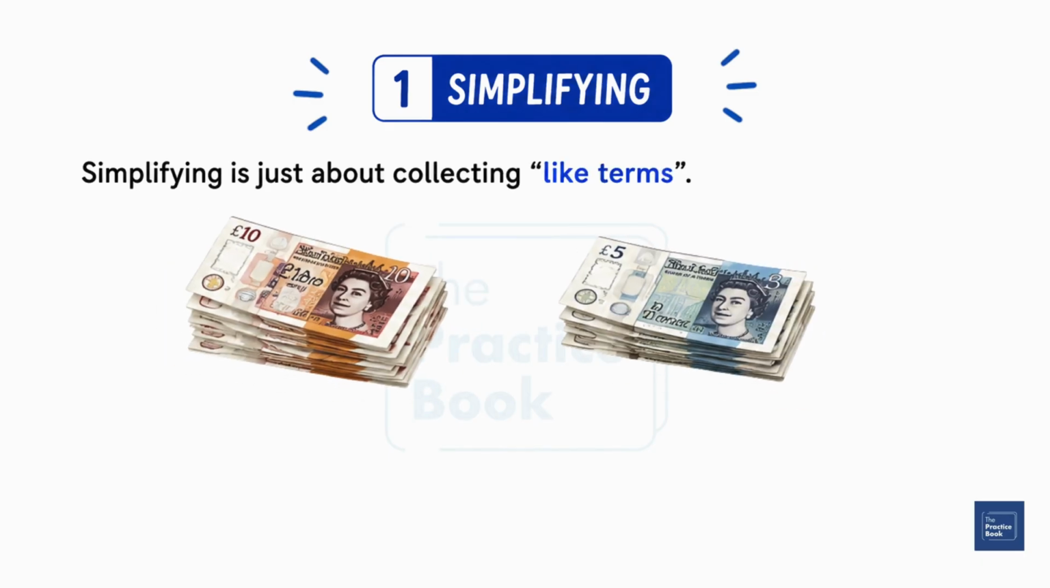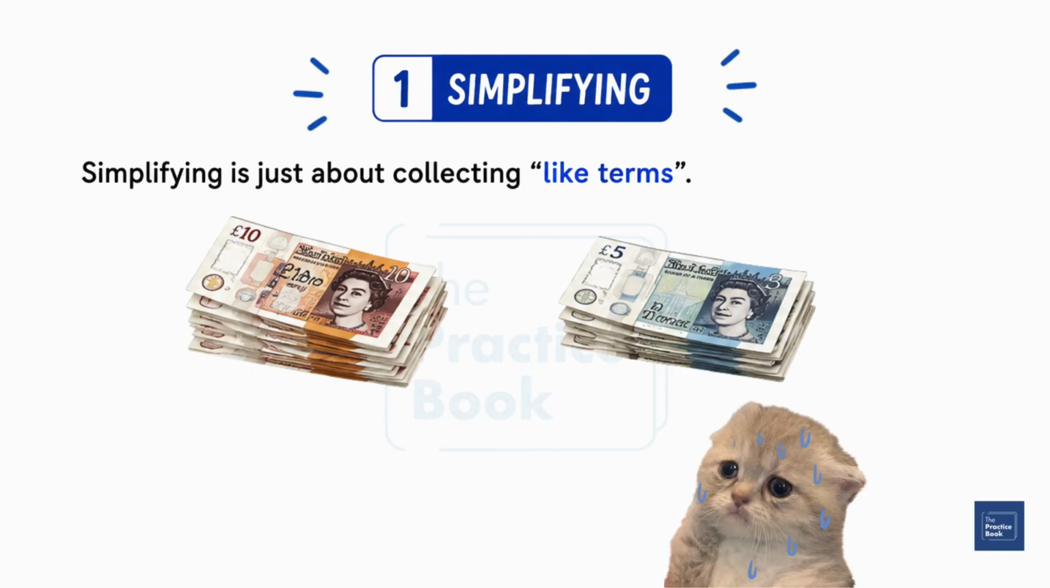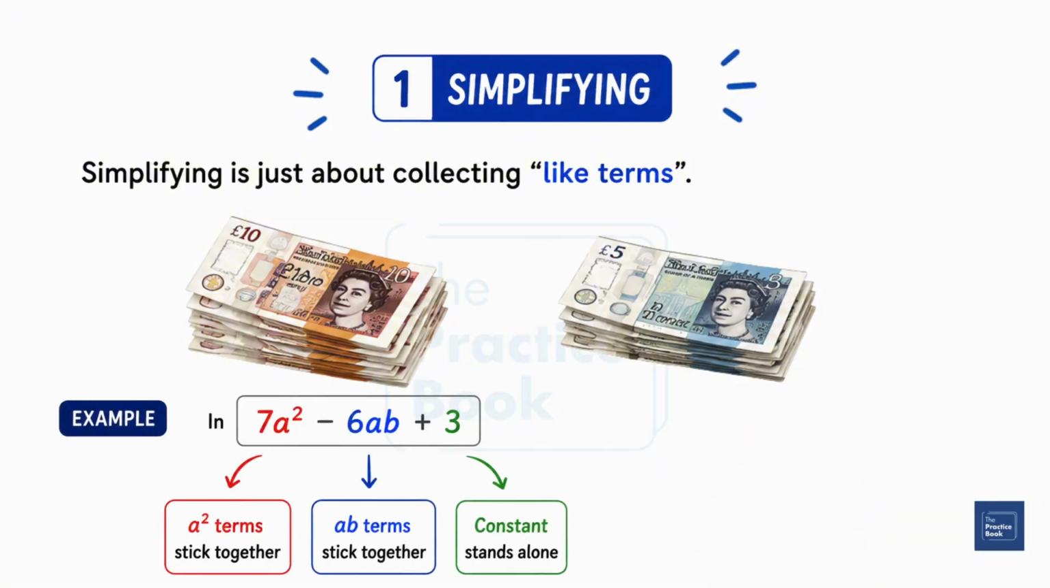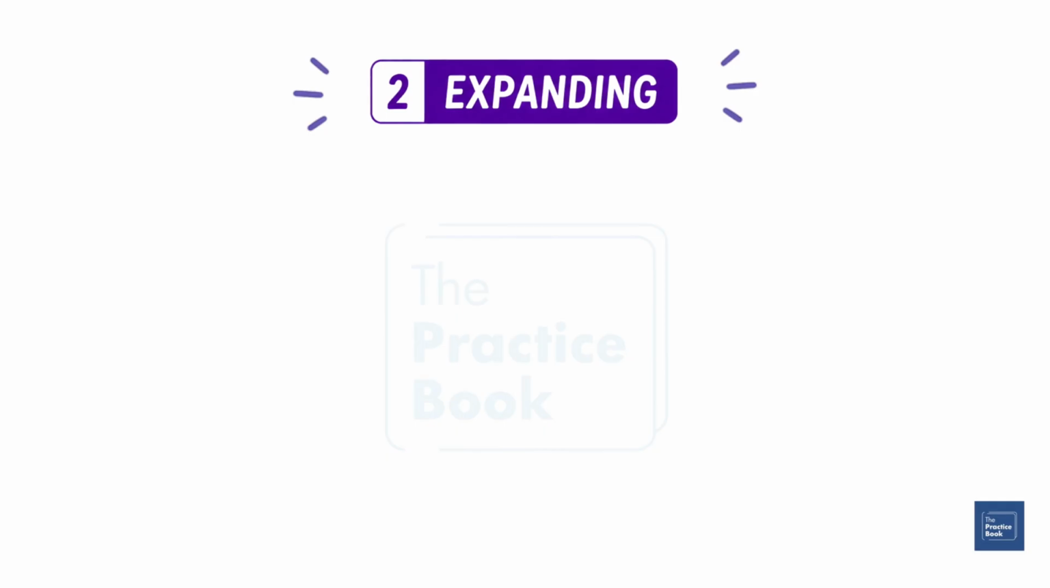Imagine you've got a pile of cash from your part-time job. You'd group all the 10-pound notes together and all the 5-pound notes together, right? Same deal here. In 7a squared minus 6ab plus 3, the a squared terms stick together and the ab terms stick together. Easy win. Next we have expanding.